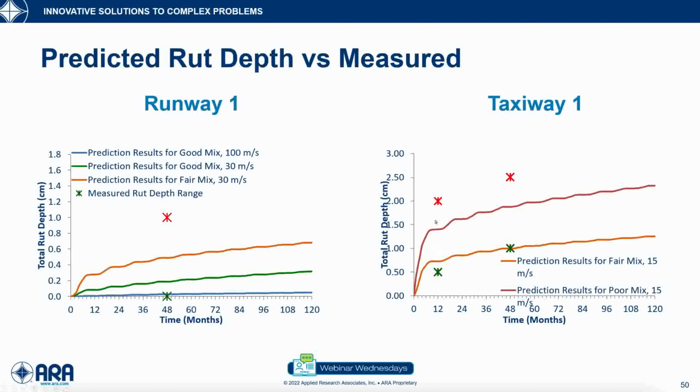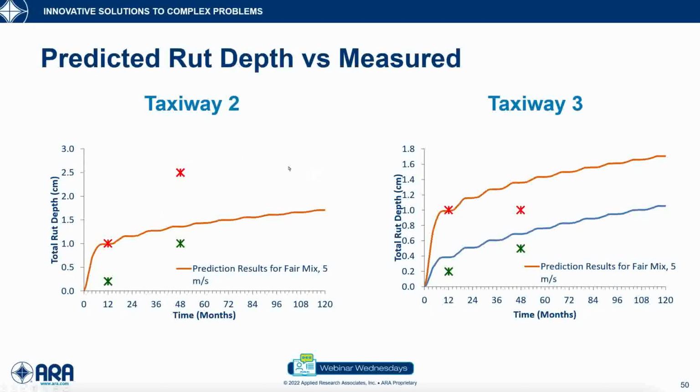And that was at year 1, that was at year 4. We didn't get more points. I don't think we're going to get more points because I think they fixed the taxiway. Going to taxiway 2, again, I do the prediction. The prediction of rutting falls within the range of ruts that are seen on taxiway 2.